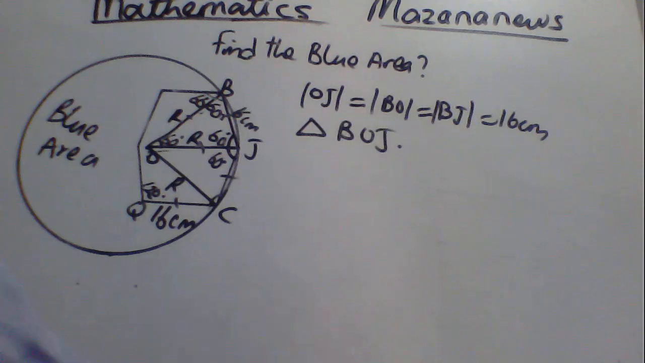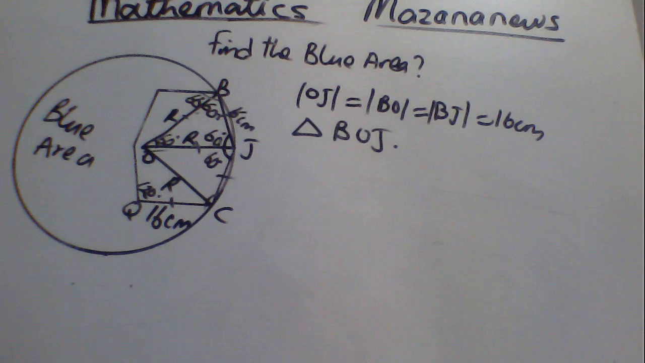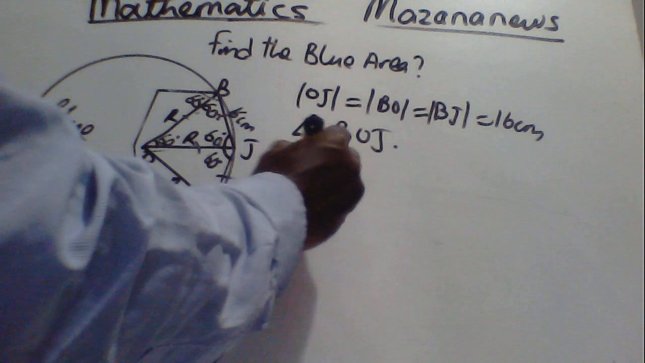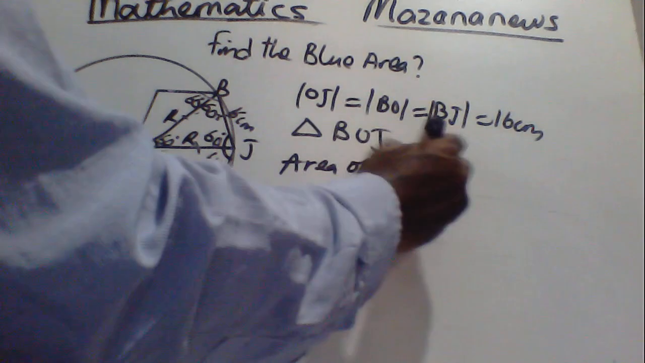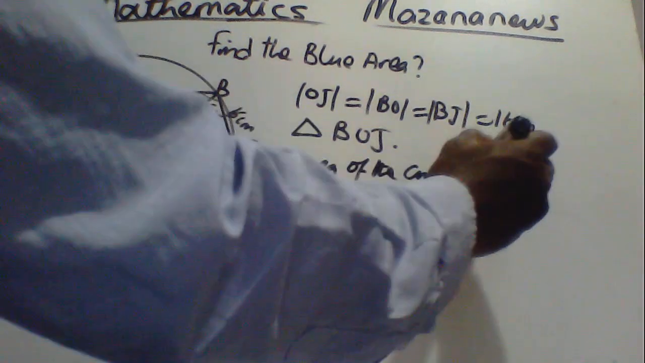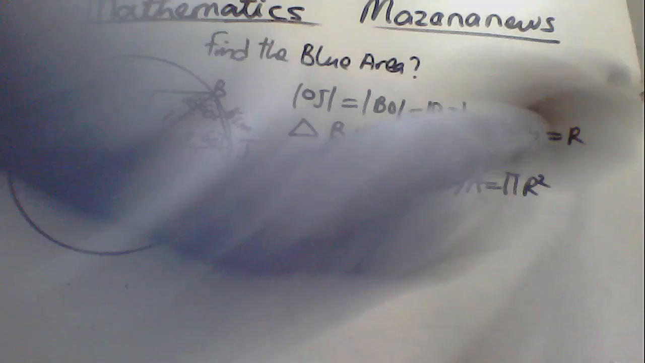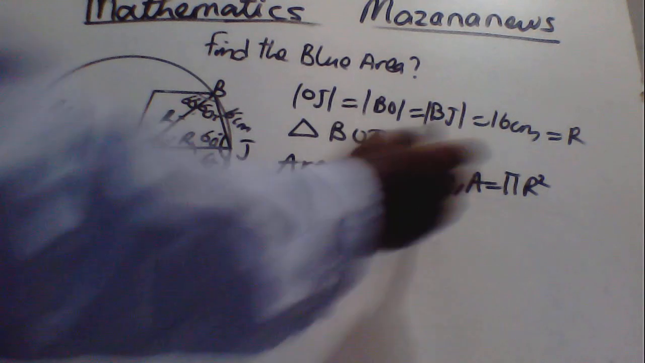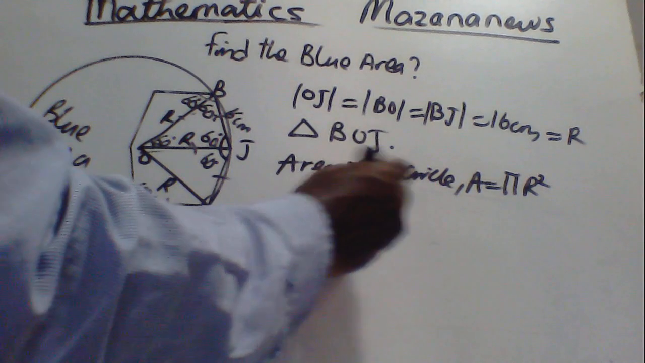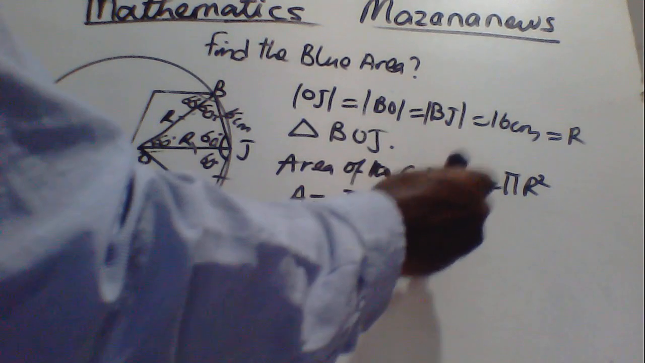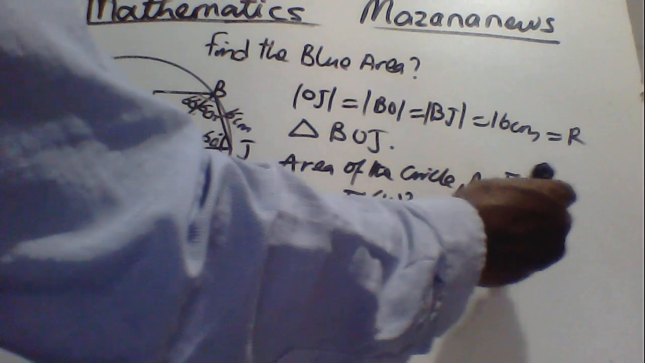Now we have gotten the radius. We can now find the blue area. So let's proceed to solve for the blue area. The first thing you have to know is, let us find the area of the circle. Area of the circle, we can call it A, is equals to pi r squared. Mind you, this is equals to r. So from here, A is equals to pi in bracket 16 squared, and then we have 256 pi cm squared.